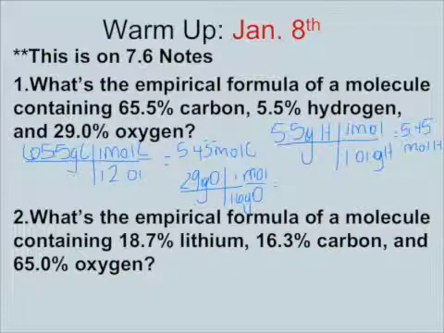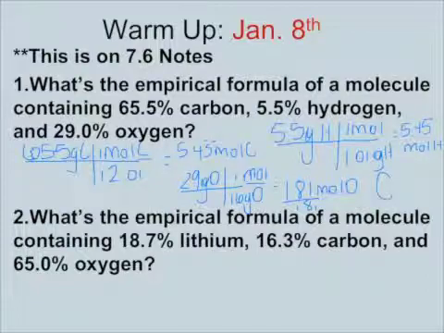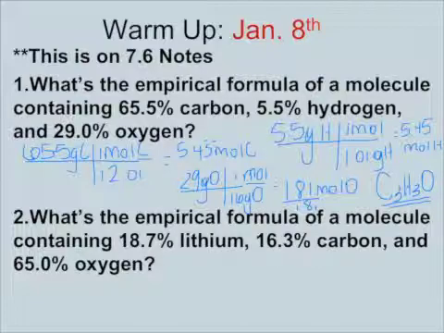Alright, now 1.81 there. I'm going to divide all of these numbers by the smallest one, which is oxygen. And when I divide all of these numbers by 1.81, I'm going to get my formula, which is C3H3O. C3H3O. Do the same on the next one, and just follow the steps we did up here.